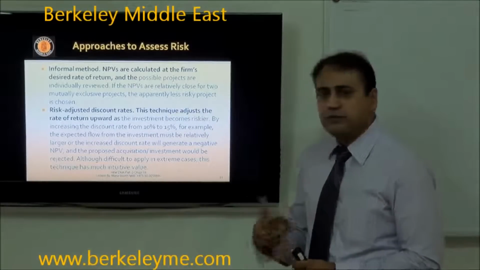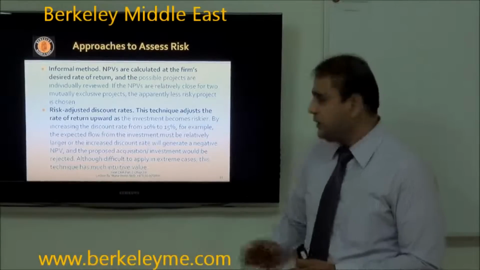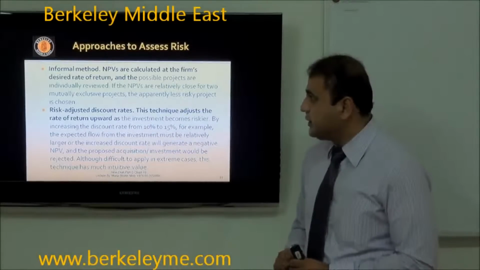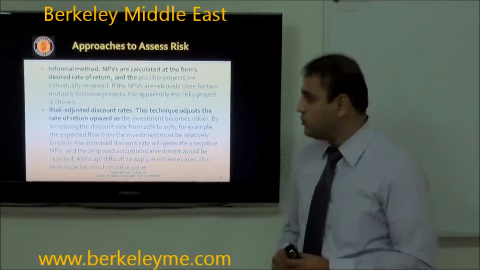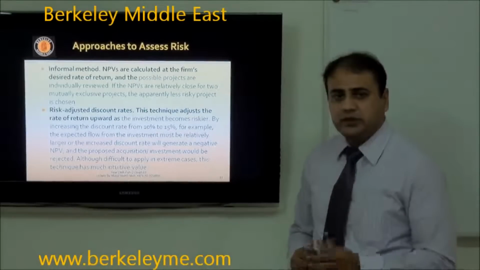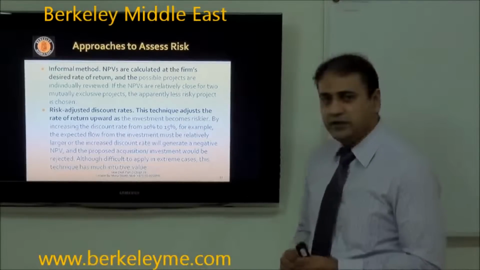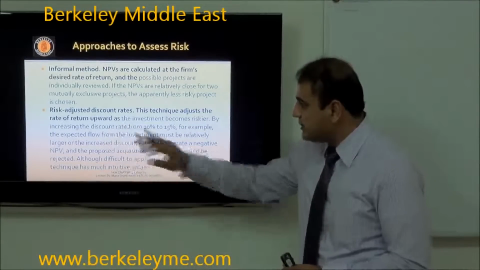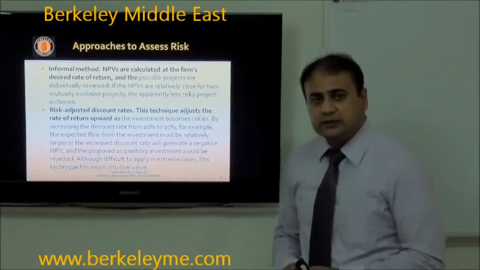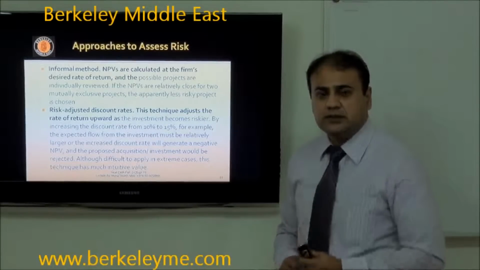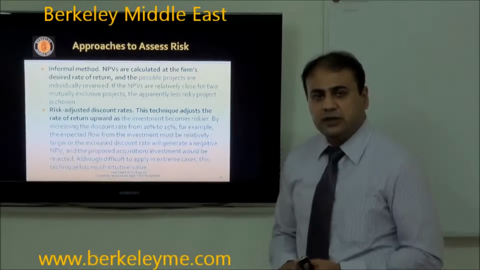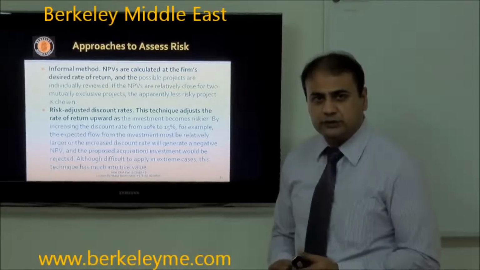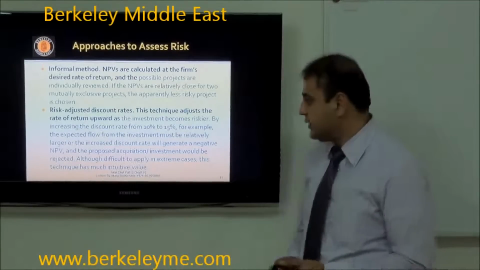The first method is the informal method, which is based on NPV calculated at the desired rate of return, and if it becomes positive, surely we go for it, and if it is negative, we think to reject that one. Then we have risk adjusted discount rates. When you apply discount rates on any investment, it adjusts for the inflationary impacts inside, and it will give you a reduced figure which will be closer to reality in terms of the returns.